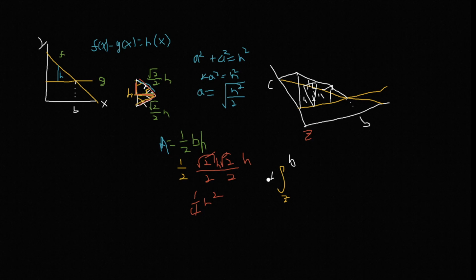And then we can pull out our 1/4. And h squared is what we have left. And h is f of x minus g of x. So we can just do our f of x minus g of x, the quantity squared. And we are doing tiny little volumes here, so we have to multiply by dx.